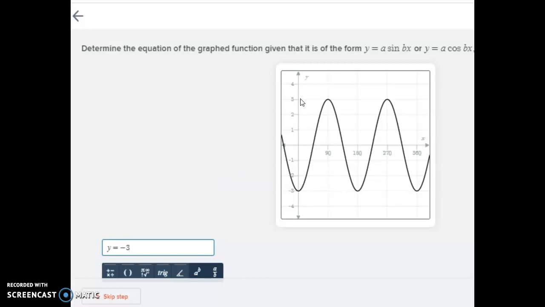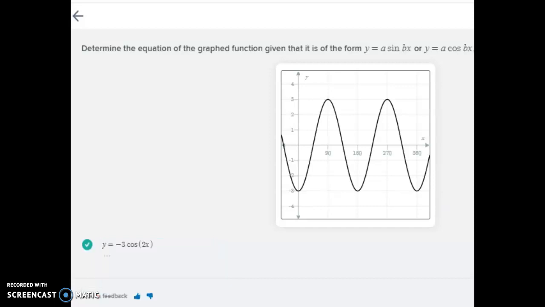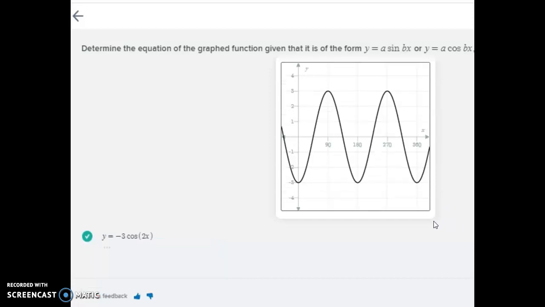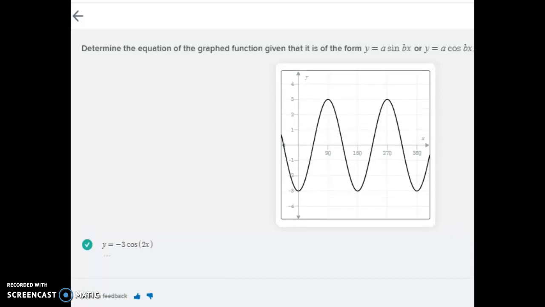Now, if we were to put this point up here and go down, that would be a cosine. Cosine of, we said the frequency was 2. So the equation must be y equals -3 times cosine of 2x. And when I submit that, I get a green check mark. And that is the end of the problem.